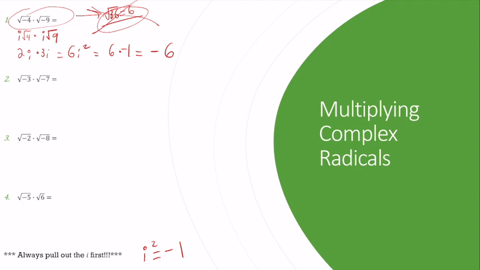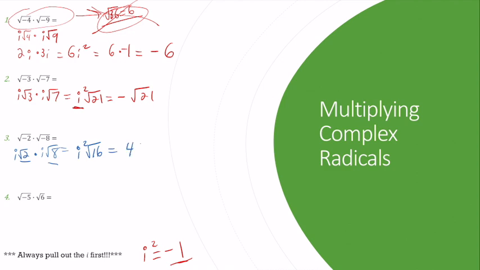Next, I've got i root 3 times i root 7. That becomes i squared root 21. So negative root 21, because that i squared is a negative 1. Let's switch to a nicer color. How about blue? If I've got the square root of 2 times the square root of negative 8, that's going to become i root 2 times i root 8. That'd give me i squared root 16, because 2 times 8 is 16. So I have 4 times i squared. 4 times negative 1 is negative 4.